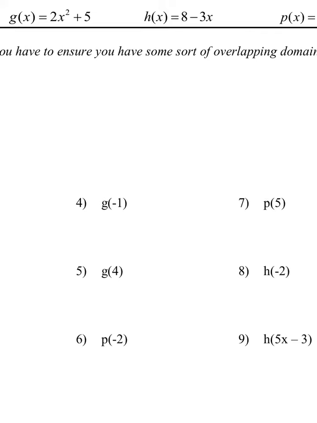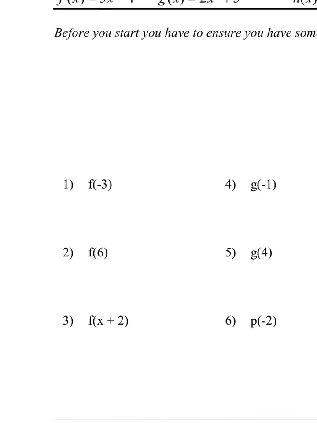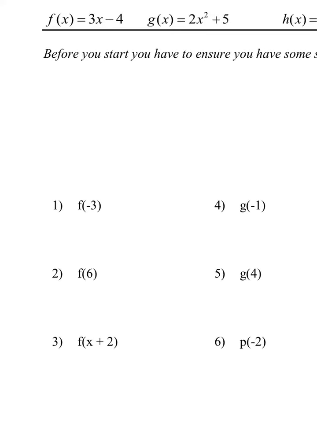Okay, so the very first problem they give us here is, what is f of negative 3? Well, basically all we're doing here is we're taking our function f, which is this one. Okay, this is function f, and we're going to substitute a negative 3 everywhere there is an x, and we're going to evaluate that. All right, so let's go ahead and do that. So we take our 3, and inside where the x is, we're going to put our negative 3 and subtract 4.